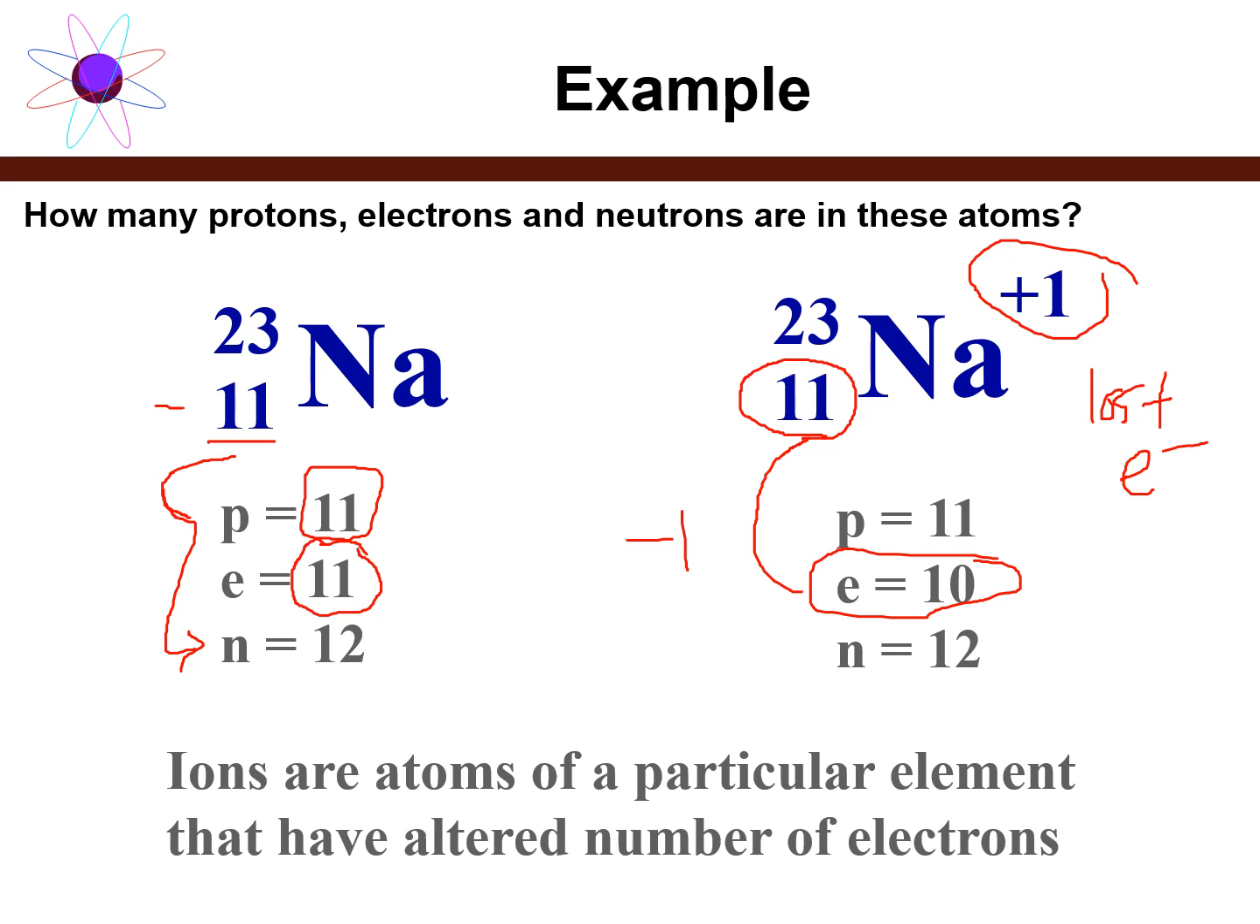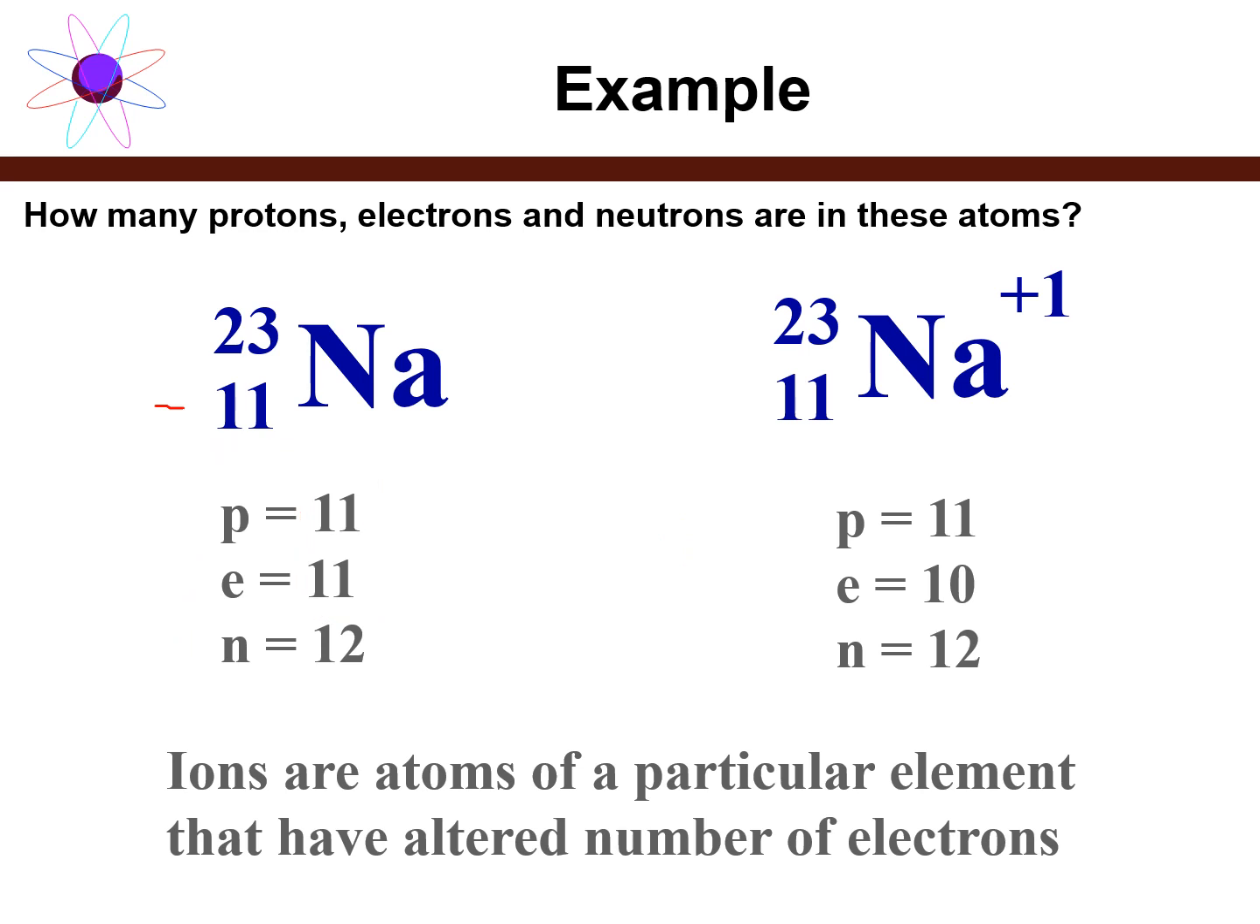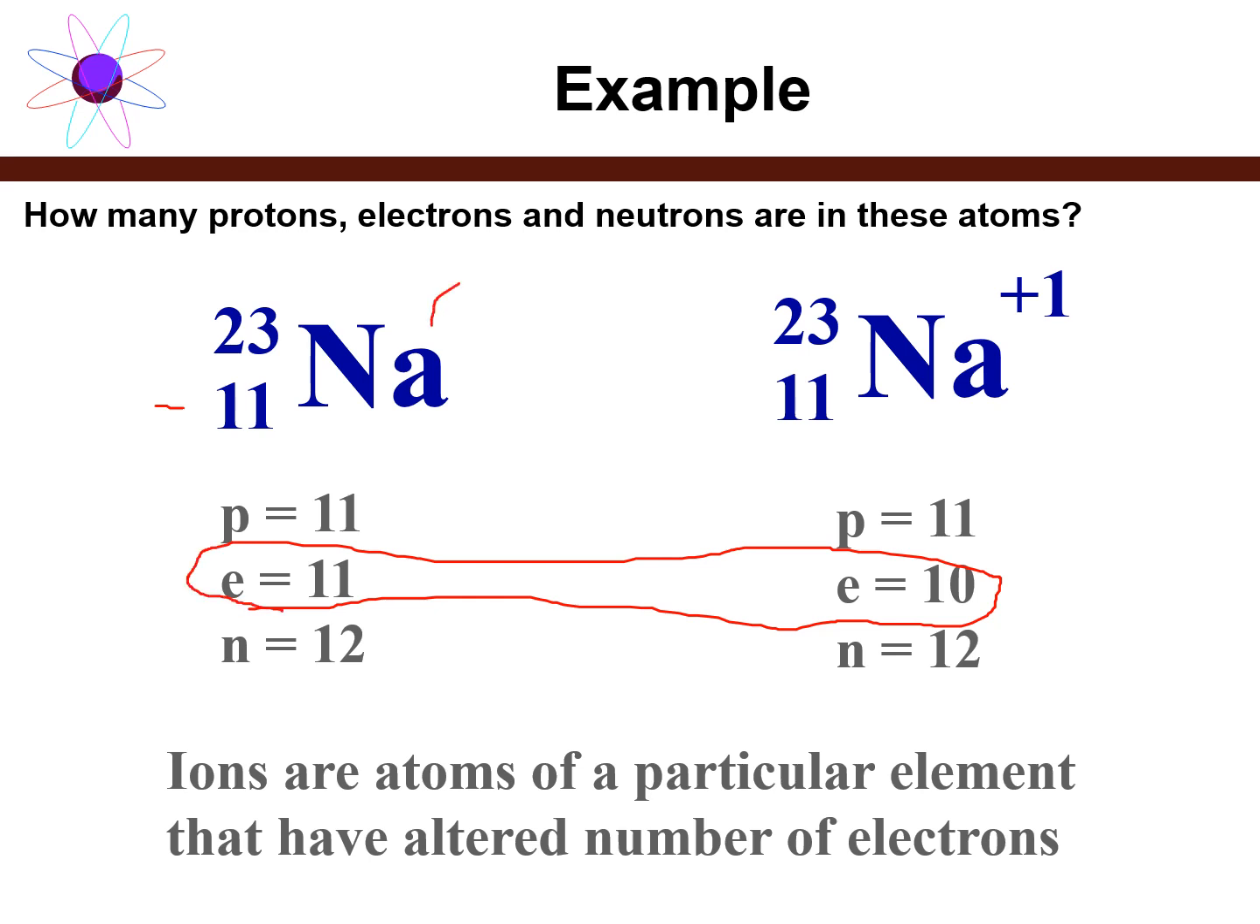So when you look at this example, the only thing that really has changed is the number of electrons, because these are ions of each other. How do we know they're ions of each other? Because we can look up here and say, well, that one's neutral, this has a +1, so this has lost an electron, minus electron. And so we'll just take 1 away.